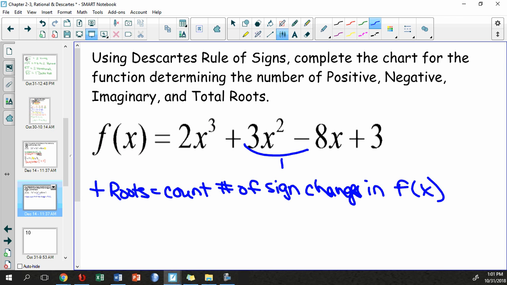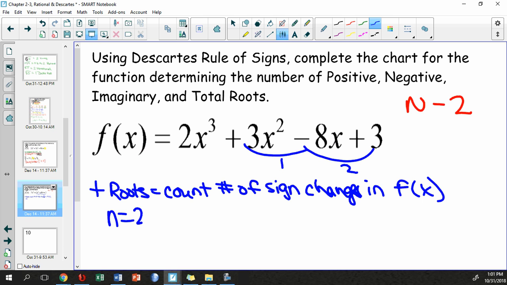I'm going from a -8 to a +3. Is there a sign change there? Yes, there is. So that's my number 2 sign change. Now, do you remember earlier I talked about the n-2? How you're going to subtract 2 each time until you get down to 0 or a negative number that you can't use, right? Okay, I highlighted it on the one page.